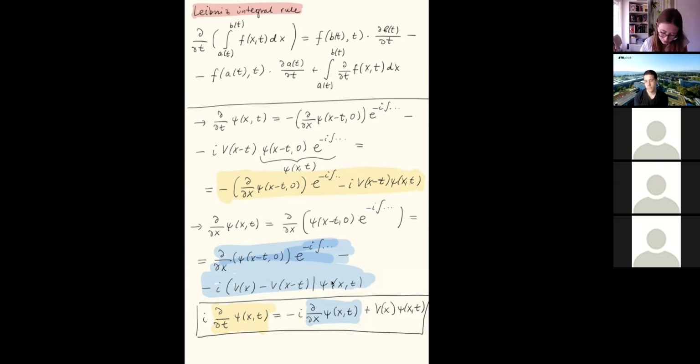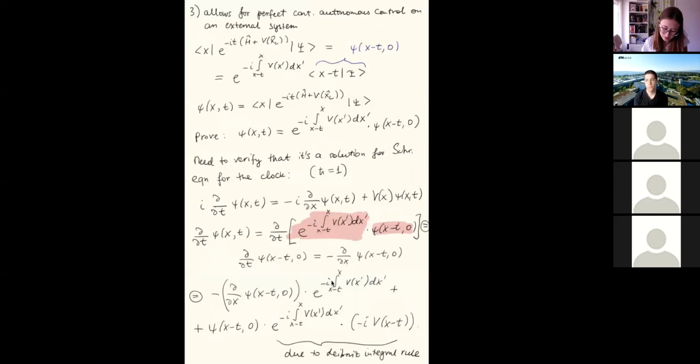Okay, so then we have proved that psi of xt satisfies the Schrodinger equation, which means that our initial guess about adding this position-dependent potential does not alter the continuity of the clock. So it kind of goes out of the expression in terms of the phase. So this guess is correct.